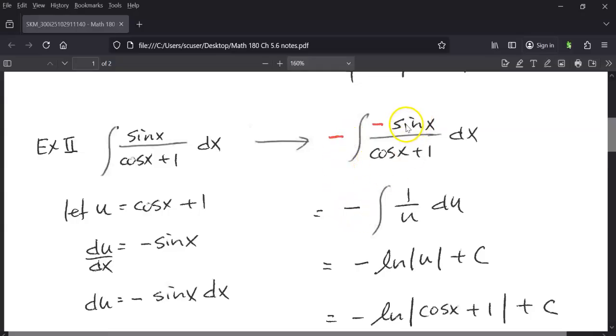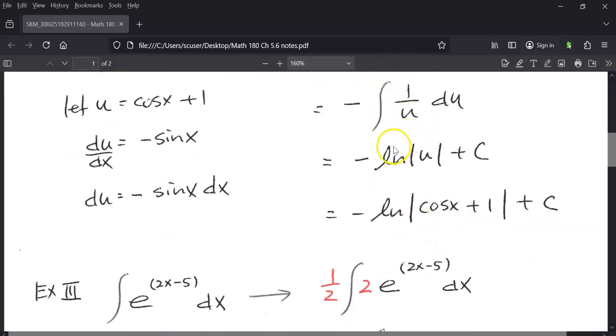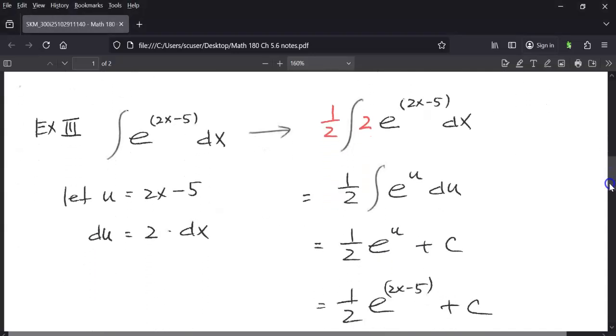So what's inside now? That negative sine x dx becomes du, and the bottom, cosine x plus 1, equal to u. So once again, it's 1 over u. And we know when we take the integration of 1 over u, it is ln of absolute value of u plus c. Substitute u back in, so it's negative ln of absolute value cosine x plus 1 plus c. Now let's look at some exponentials.